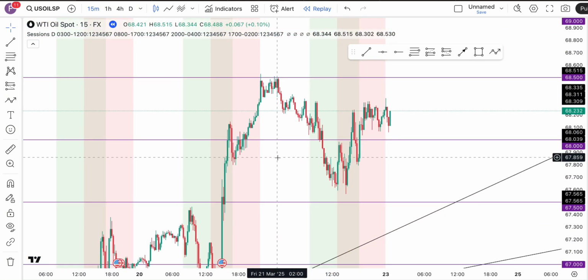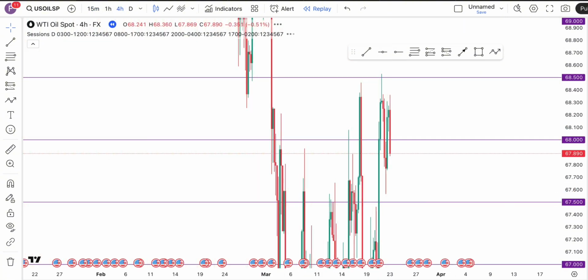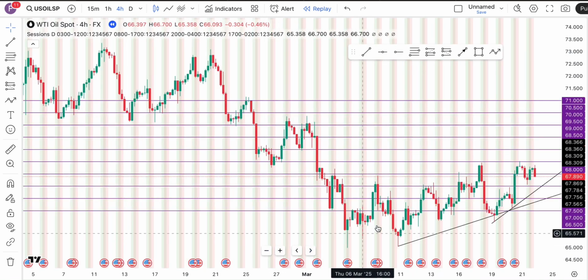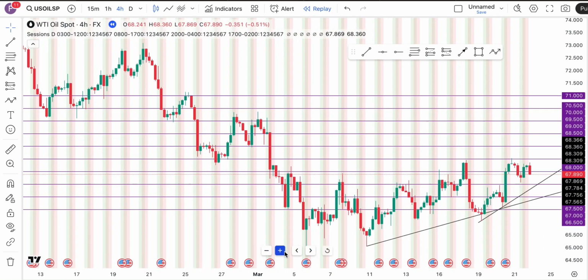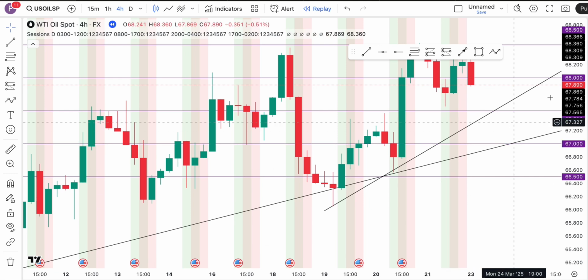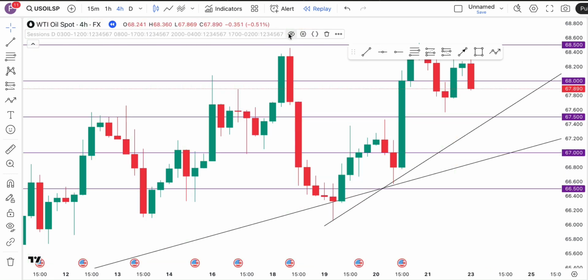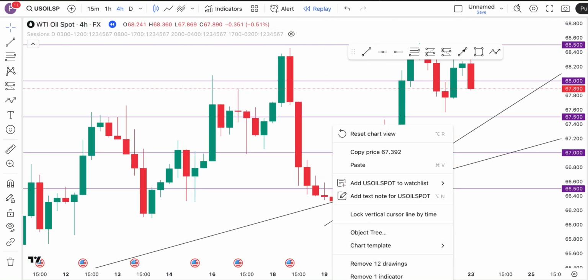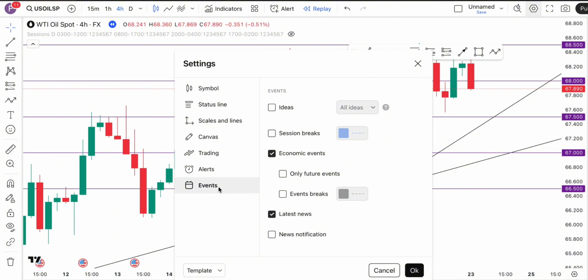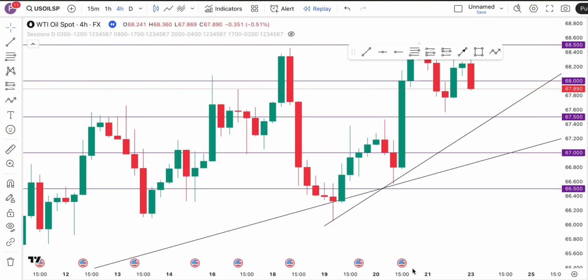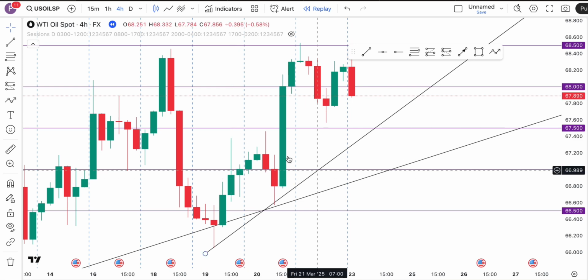Okay, makes sense. So the first thing we want to do here is mark our high and low of the week. Very, very important. So how do you mark your high and low of the week? Remember how I taught you? The first thing you do is you come to settings, then you come to events, click on session break, then click OK. So these lines will appear on your screen.